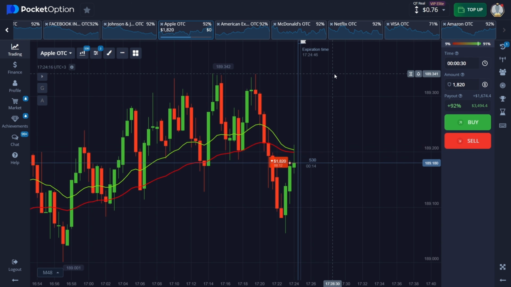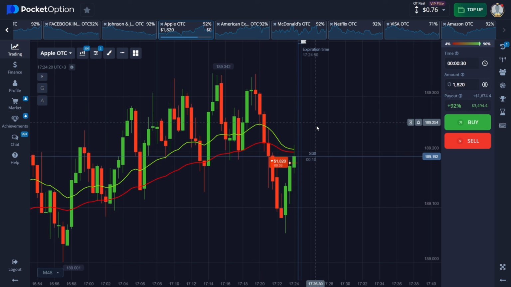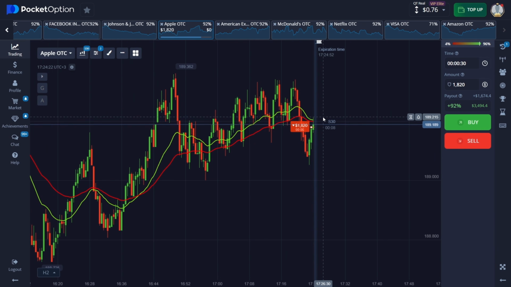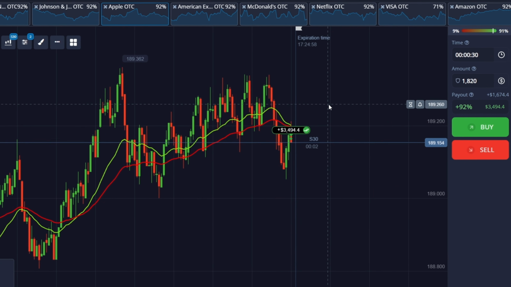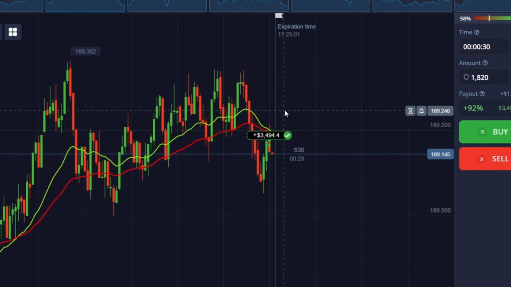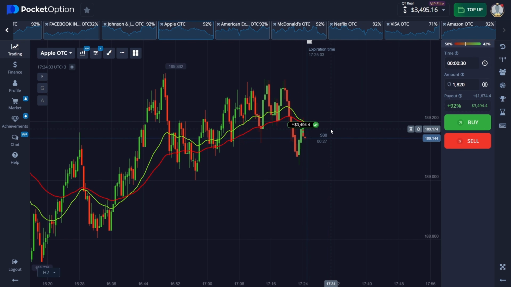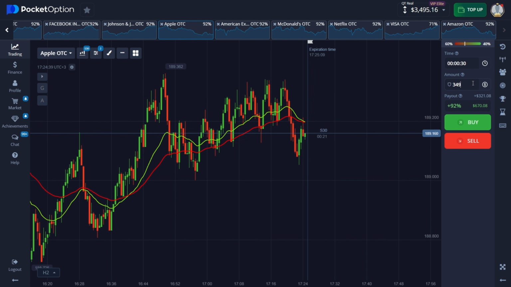The candle is taking resistance exactly from the EMA 25 and EMA 50. The trade was not in our favor, but the candle has come back, and the trade is now in our favor. With only a few seconds left, it's a win. We won another trade, and my balance has turned into $3,495. Let's find another trade for the compounding session.